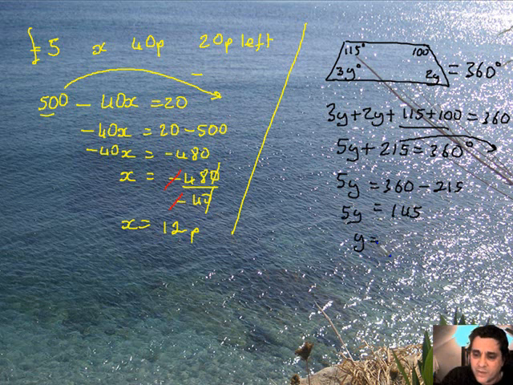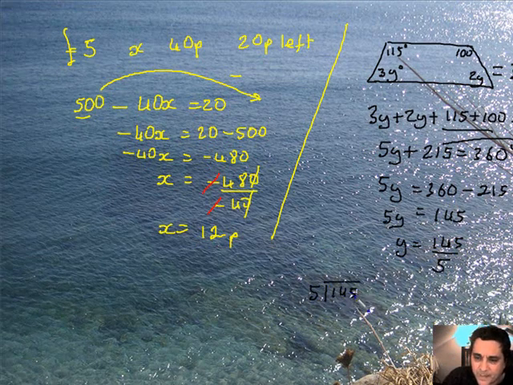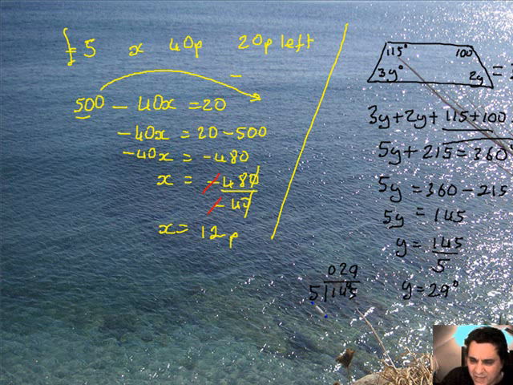So 5y is 145. Y is going to be 145 divided by 5. I'm not allowed to use a calculator, so I'm going to do a short division sum down the side there. Not taking any chances with that. 5's into 1, no. 5's into 14 go twice, and 4 left over. 5's into 45 go 9 times. So y equals 29 degrees. Just check that. 5's into 14 twice, 4 left over because 2 5's are 10, and 5's into 45 go 9 times, that's 29 degrees.